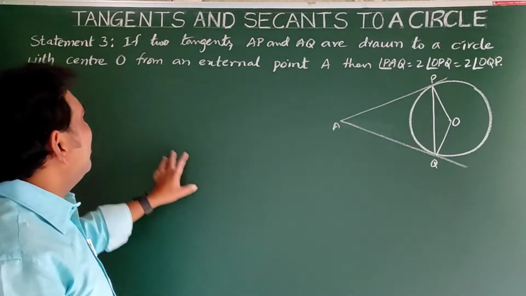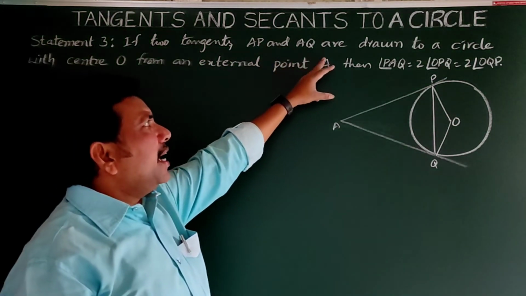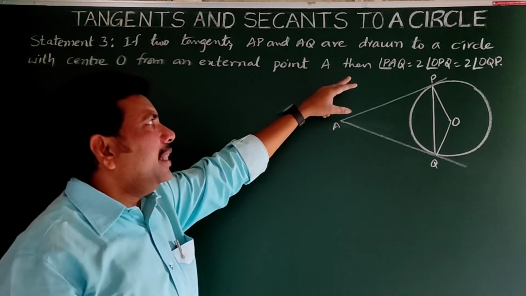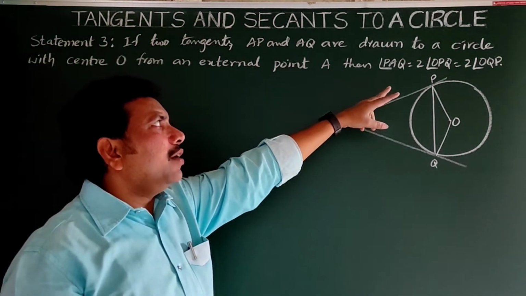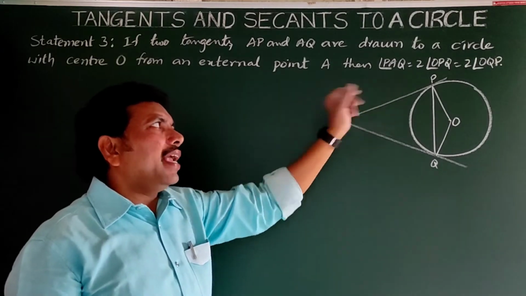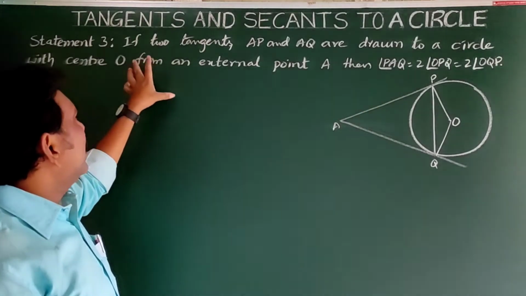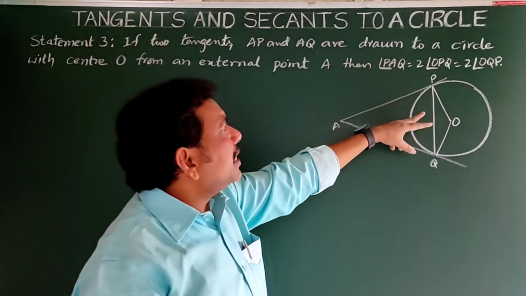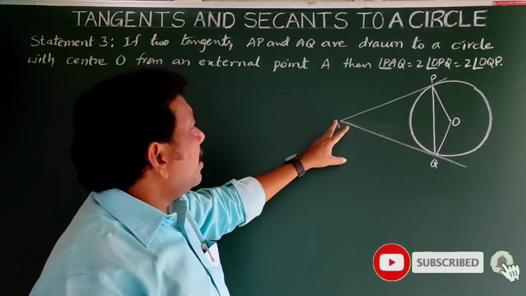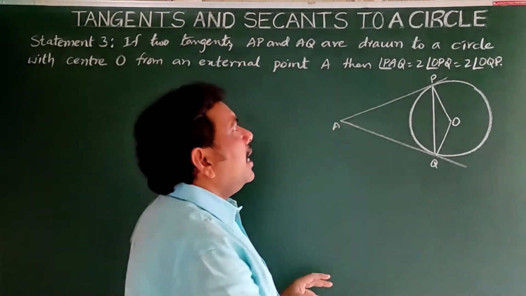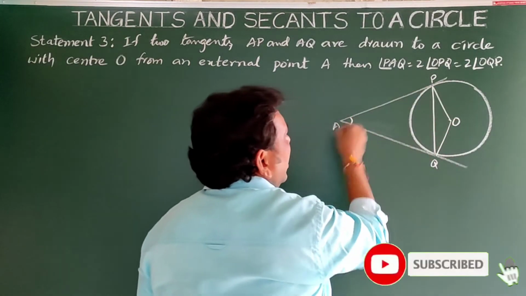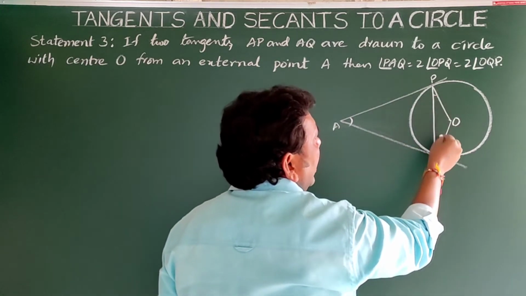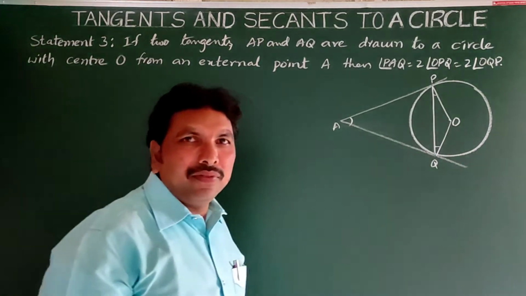Next, third statement. If two tangents AP and AQ are drawn to a circle with center O from an external point A, then angle PAQ is equal to 2 angle OPQ, which is equal to 2 angle OQP. Right? If two tangents AP and AQ are drawn from an external point A, we have to prove that angle PAQ is equal to 2 angle OPQ and 2 angle OQP.